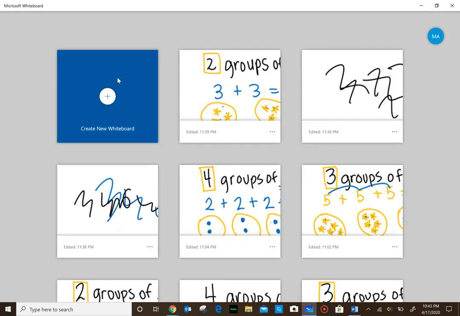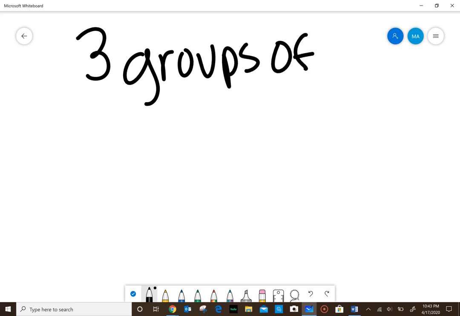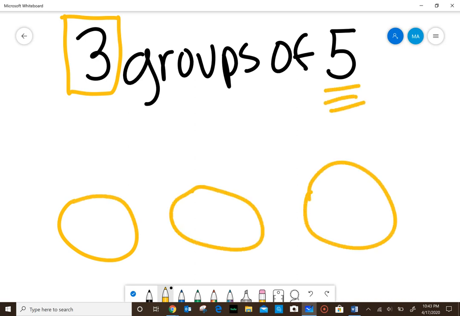One more example that we can do to help you is they may ask you something similar to this, which would be 3 groups of 5. So remember that the first number is always going to tell you how many groups you're going to need to draw. So we're going to have to draw 3 groups. 1, 2, 3. The second number is going to tell us how many objects or how many things we're going to put in each group. So we're going to have to put 5 things in each group.